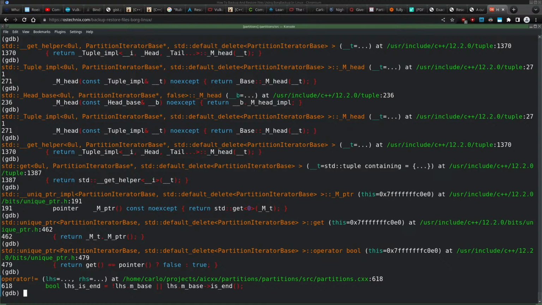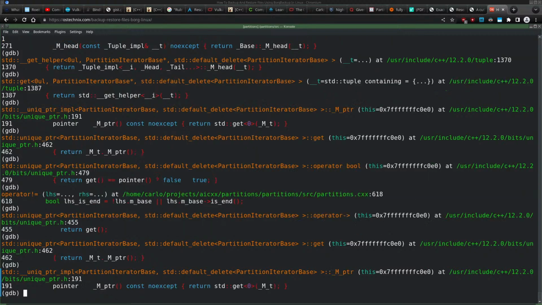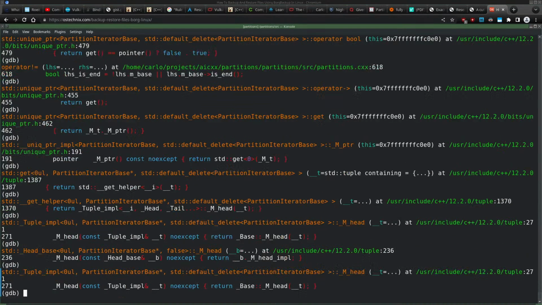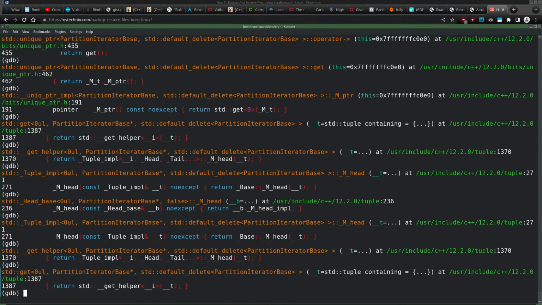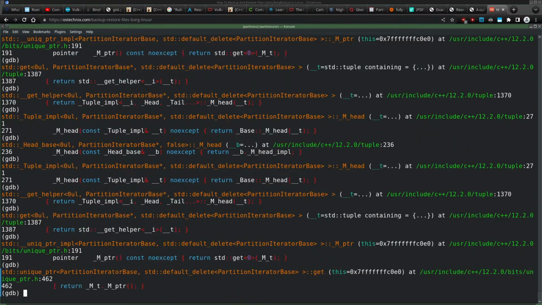Now I'm going to step inside, first the pointer, and now I get a get again. Very tiresome. Clearly the GDB maintainer never uses C++, because it keeps being unusable for reasons like this.